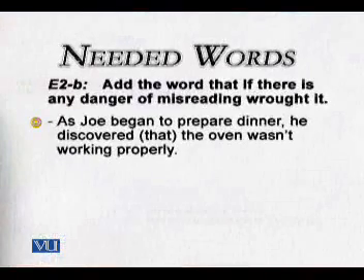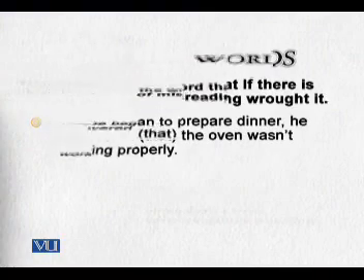One more example. As Joe began to prepare dinner, he discovered the oven wasn't working properly. Now here one key word is missing. He discovered oven. It looks as if he discovered the oven. What a wonderful discovery. No, actually, that is missing here. That is a needed word.